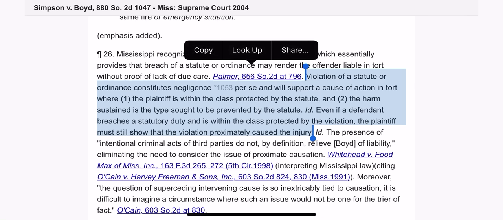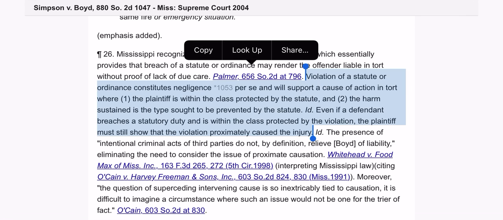So this really says violation of a statute or ordinance constitutes negligence per se and will support a cause of action in tort where 1. The plaintiff is within the class protected by the statute. I want to place emphasis on number 1 because I'm going to be talking about that a lot when I explain to you my thought process when I was doing the process of elimination. Moving on. 2. The harm sustained is the type sought to be prevented by the statute.